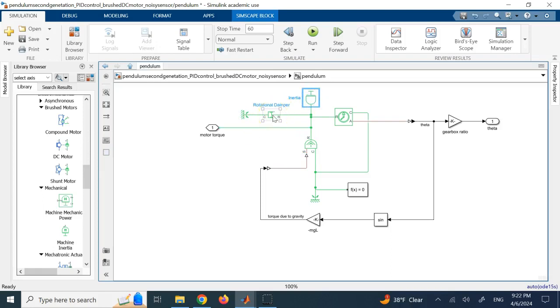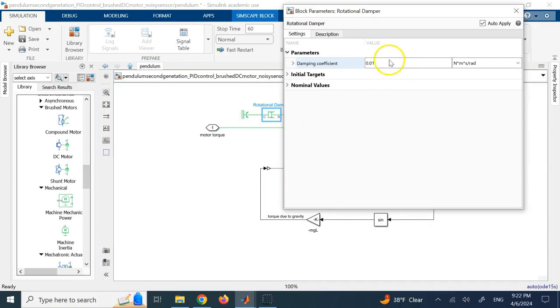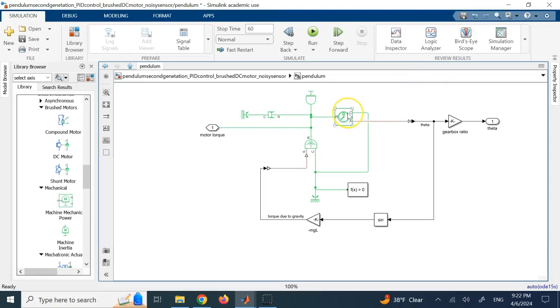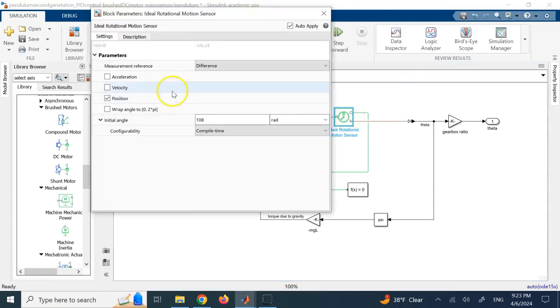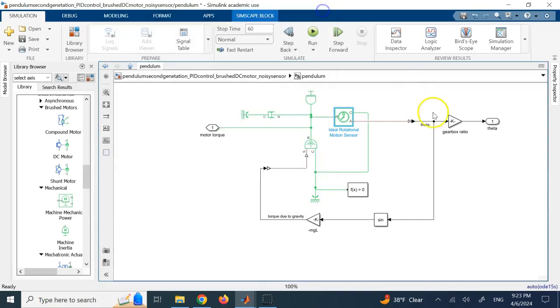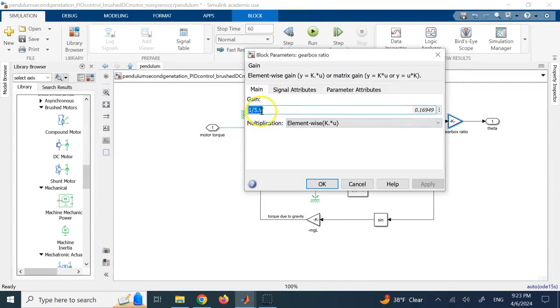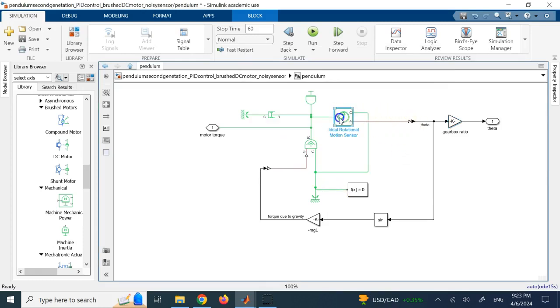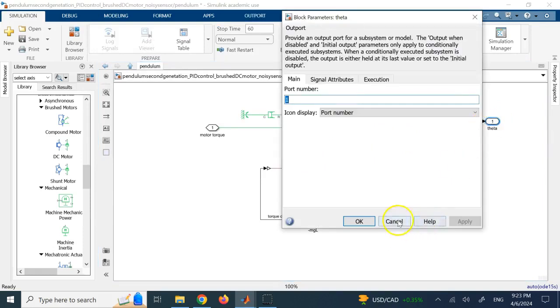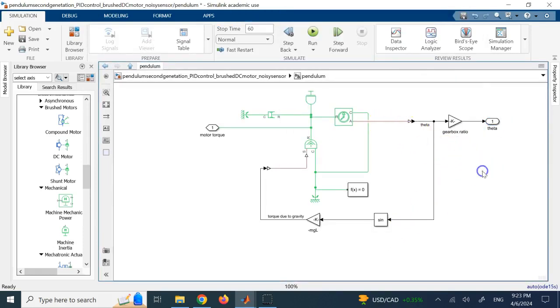I also added a damper for the shaft of the pendulum, and I put 0.01 for the viscous damping of that. Then I use this block, which is called ideal rotational motion sensor, and you can measure the position, velocity, or acceleration of the shaft. And the angle you see here, I use this 108. Why? Because I have a gear ratio, remember, of 5.9, so my angle should be reduced by a factor of 5.9. So if I use 108 here, the real output angle of the pendulum is going to be 20 degrees. And this is what I want to start with, 20 degrees.